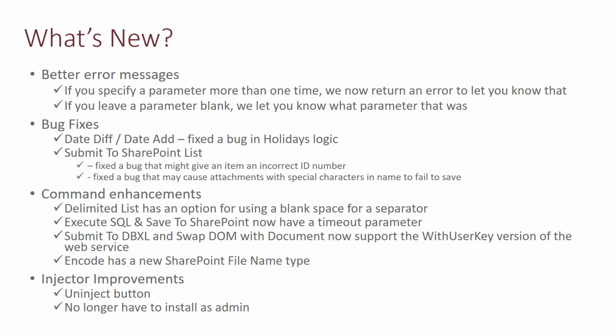If you specify a parameter more than once, we're letting you know that directly instead of just returning the command usage to you. So, for example, if it was a date diff command and you specify date1 2 times in your formula, which if you're copying and pasting stuff around, this is a pretty simple kind of mistake to make. We make these ourselves. And so we're letting you know, look, you repeated this parameter twice, and here's what the parameter is, just to help you find it. And if you leave a parameter blank, we're letting you know what parameter that was.